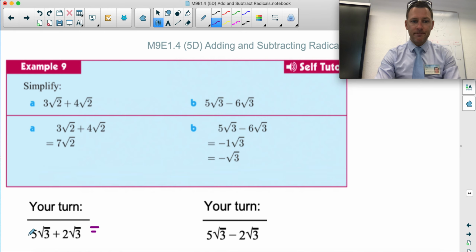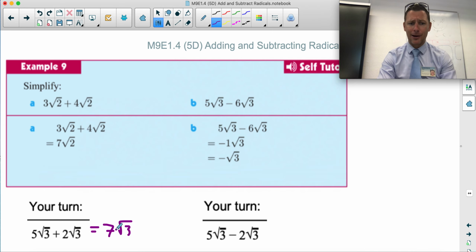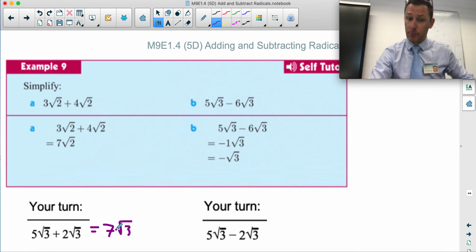Okay, so 5 root 3's and 2 root 3's, if you thought about those as x's, you'd have 5x's and 2x's, you'd get 7x's. Do the same thing with root 3's: 7 root 3's. What's the actual value of 7 times root 3? I don't care. Nobody cares. It's like 12. If you really want to know, put it in your calculator, but I don't need a decimal value. 7 root 3 is a perfect value.